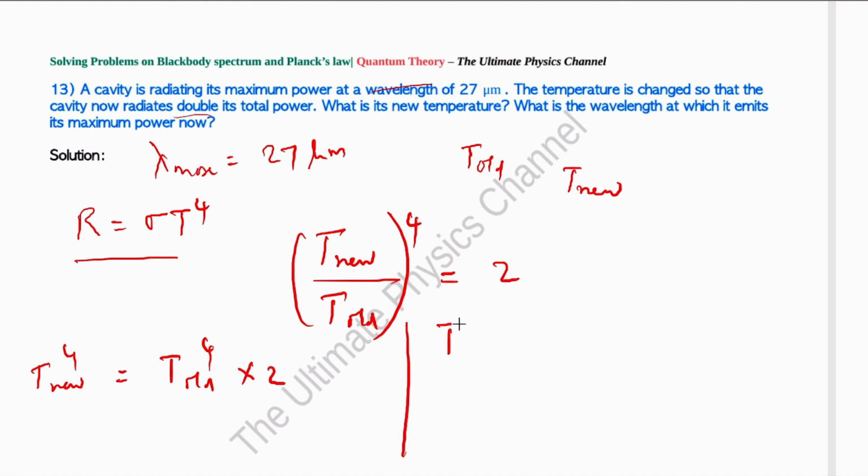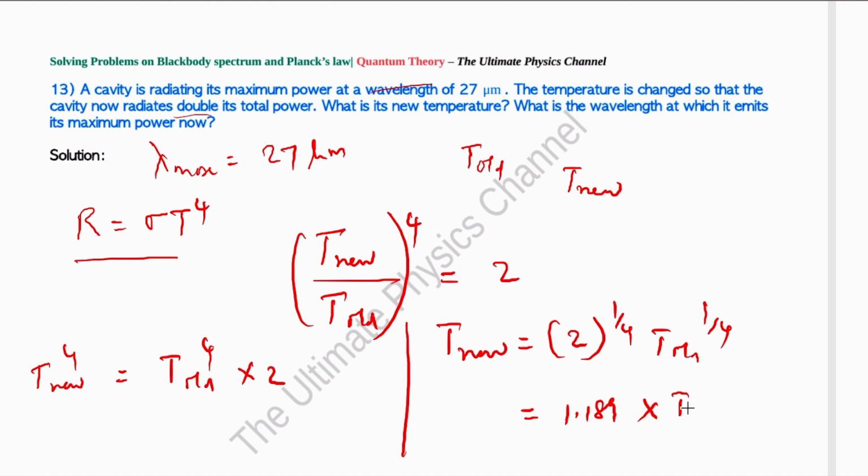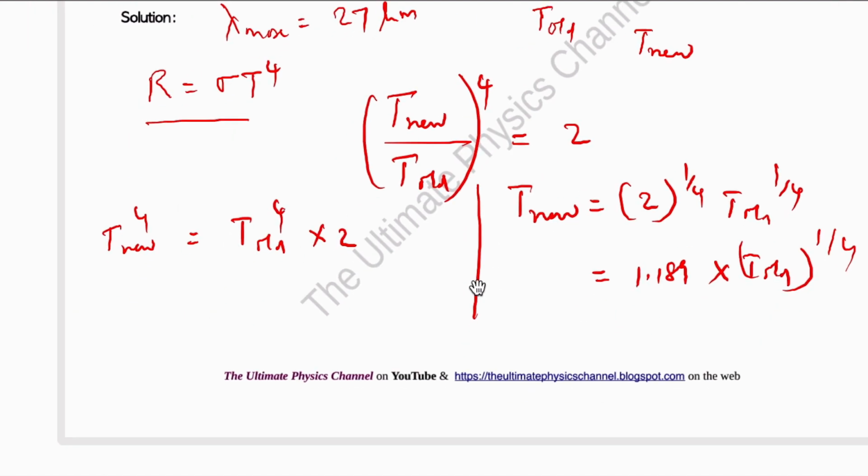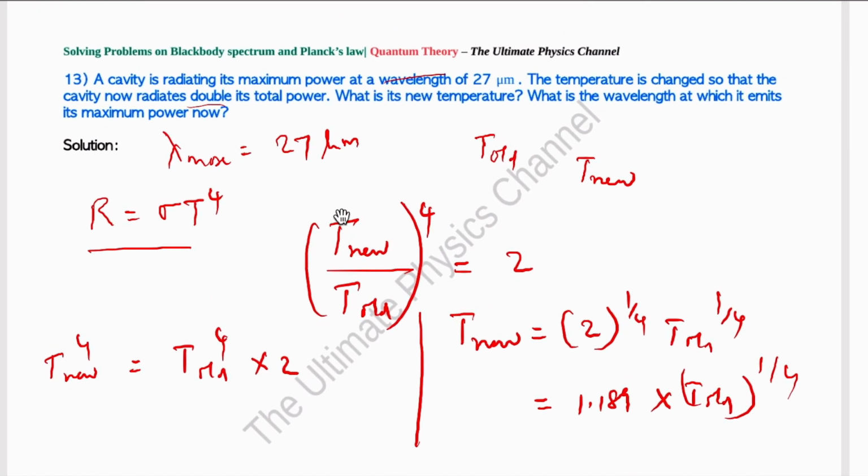Or we need T new alone. That would be 2 power 1 by 4 times T old, which is 1.189 times T old. What is the T old here? We have to calculate that. We haven't done that, right? So that is based on this wavelength. We can calculate using Wien's law, right? So let me do that now.